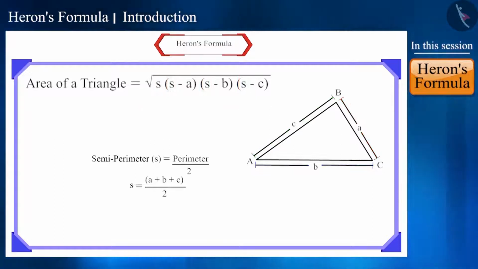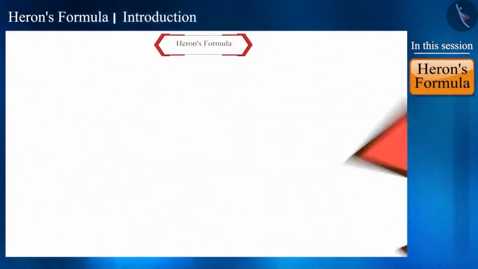And this expression in brackets, s minus a, s minus b, s minus c, represents the product of all the terms in parentheses, obtained by subtracting the measurement of each side from the semi-perimeter. That is, to find the area of a triangle, we just need information about the lengths of the sides of the triangle. To understand this better, let's look at this question.